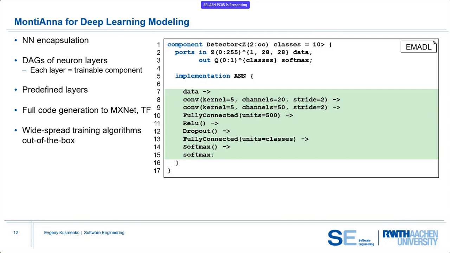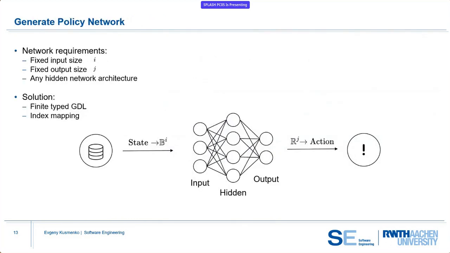So for example, here we have a convolutional neural network, which has conv layers, which are then fully connected layers, and so on. So basically, the neural network is defined as a DAG of neural net layers from predefined layers, and then we have a code generator, which is able to produce neural network in some widely used frameworks such as MXNet or TensorFlow, and then we can train and use it. So this is basically the second model which the user needs to produce in order to create a game and a player for the game.